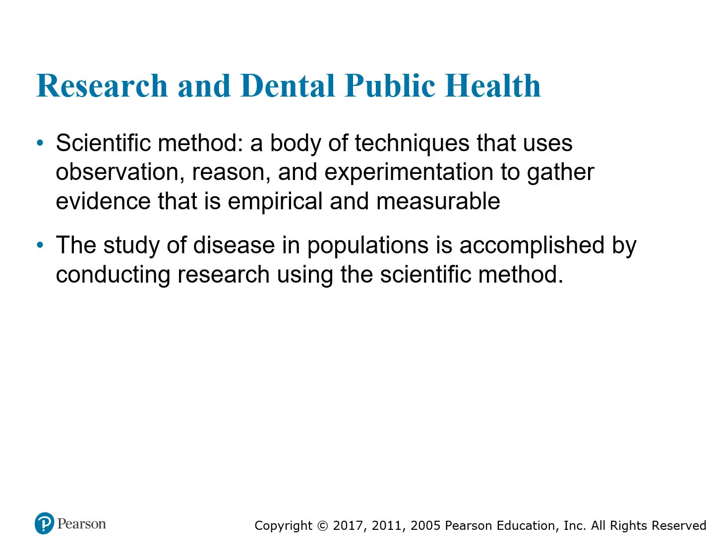Okay, so the study of disease in populations is accomplished by conducting research using the scientific method, which is a body of techniques using observation, reason, and experimentation to gather empirical and measurable data. The accuracy of the research determines the usefulness of the information obtained and conclusions that can be drawn. So, good research is the foundation for understanding why disease occurs and how to prevent and control disease.